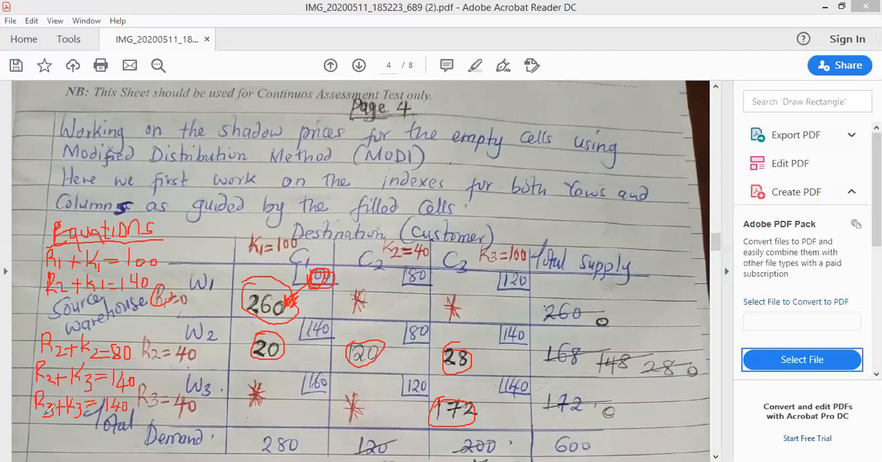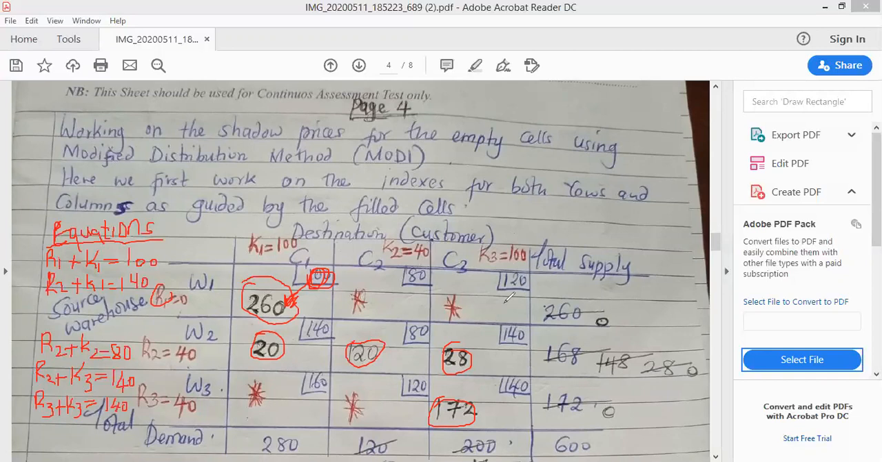If R3 is not known, but we know K3, which is 100, is it possible to tell what R3 is? 140 minus 100, K3, we have 40. And you see now we have been able to find R1. Traditionally, we say it is equivalent to 0. R2 found to be 40, R3 40, K1 100, K2 40, K3 equivalent to 100.